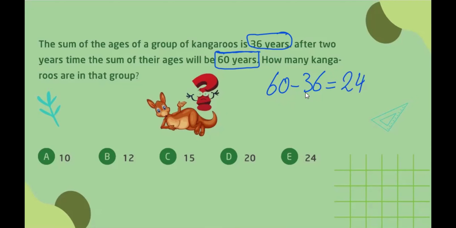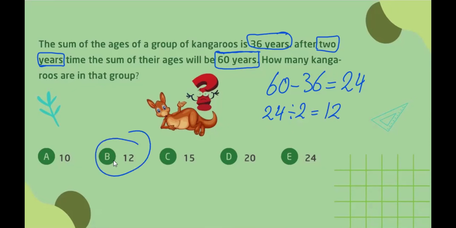So now 24, and each one of these kangaroos added 2 years. So all we have to do is divide 24 by 2 to get the number of kangaroos. So 24 divided by 2 equals 12. So the answer will be letter B.